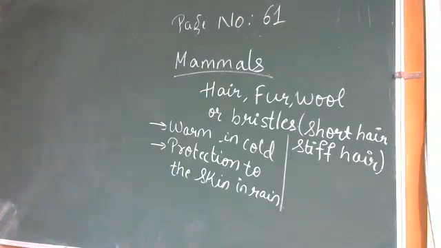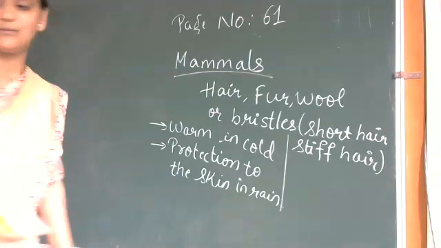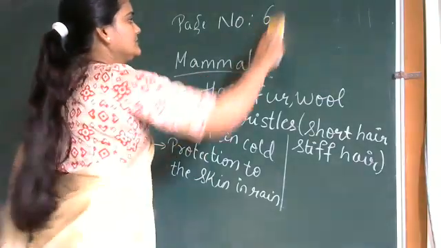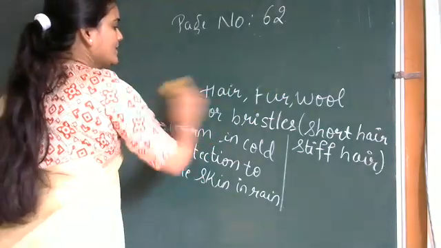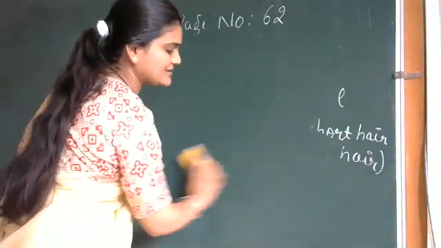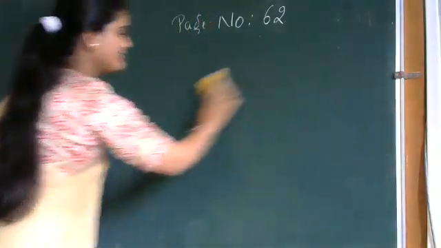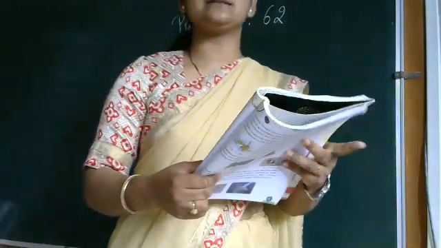Okay. Now, today we will see movement in animals. Page number 62. Movement in animals. See children, page number 62. You can see the picture. Page number 62. Movement in animals.